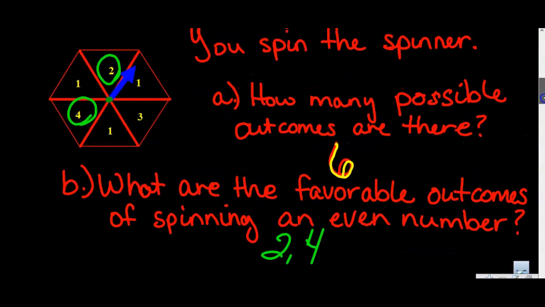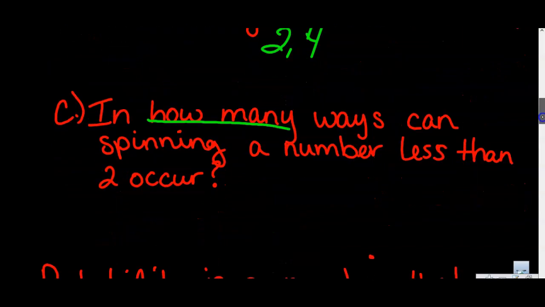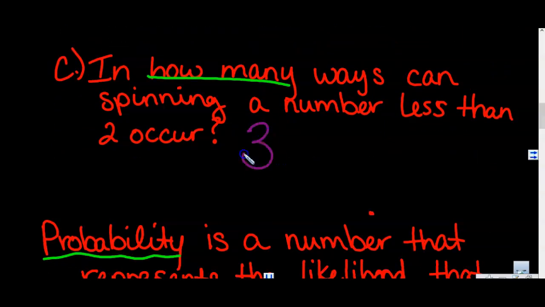Well, let's see. Less than 2. So coming back up here, the ones that are less than 2 are 1, 1, and 1. They're the only ones that are less than 2. And there's 3 of them. So how many? 3.